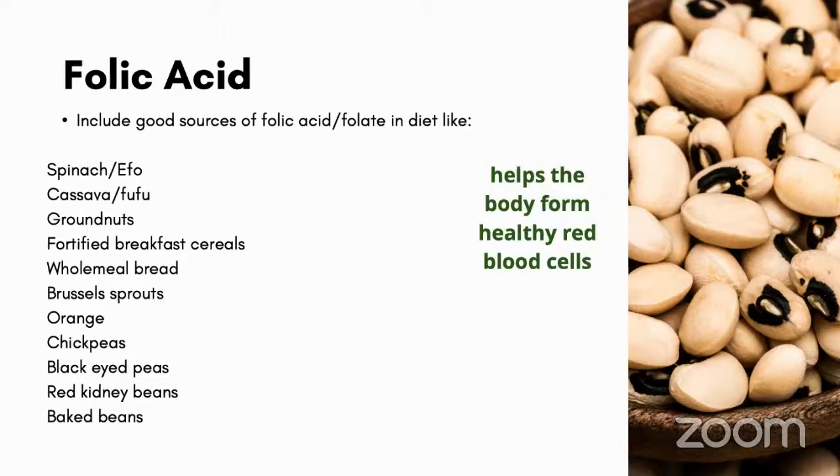Groundnuts, and again, fortified breakfast cereals contain folic acid. It's really important that you are reading the nutritional labels, because it would say fortified with folic acid or fortified with B vitamins. Brussels sprouts are another source of folic acid. Orange, chickpeas, black-eyed peas, red kidney beans, and baked beans. These are all examples of foods that contain folic acid.